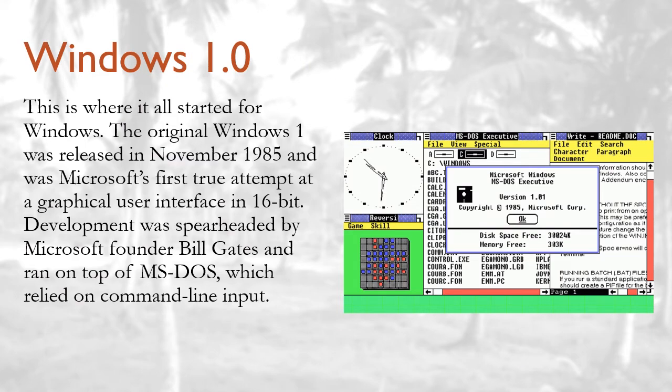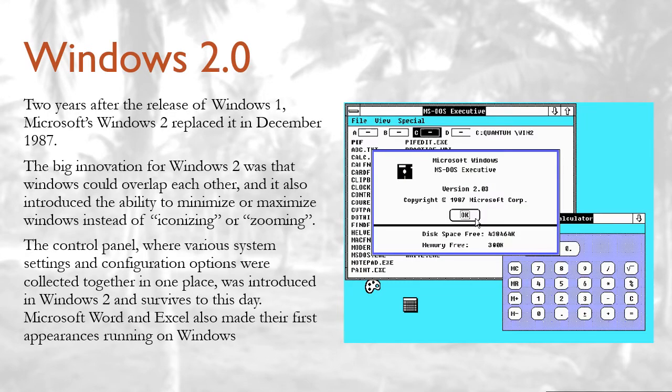So Windows 1.0, this is where it all started for Windows. The original Windows 1 was released in November 1985 and was Microsoft's first true attempt at a graphical user interface in 16-bit. Its development was spearheaded by Microsoft founder Bill Gates and it ran on top of MS-DOS, which relied on command line input.